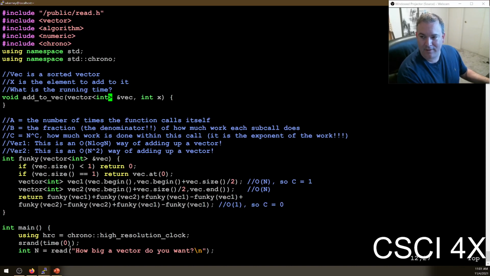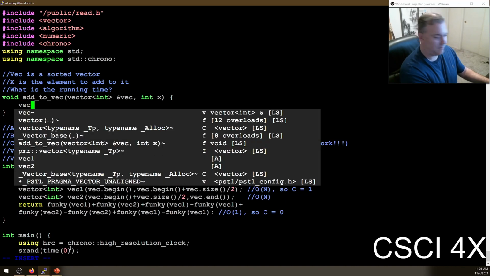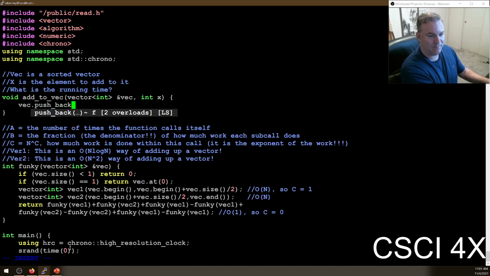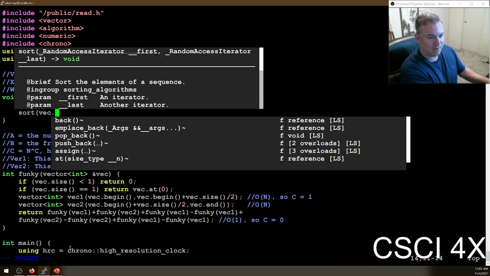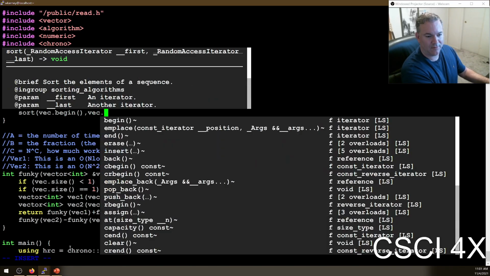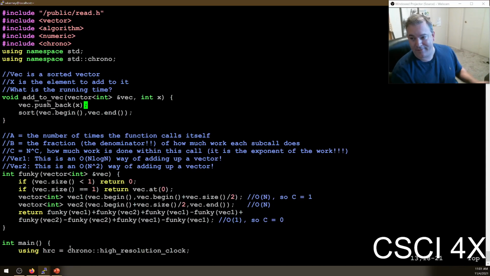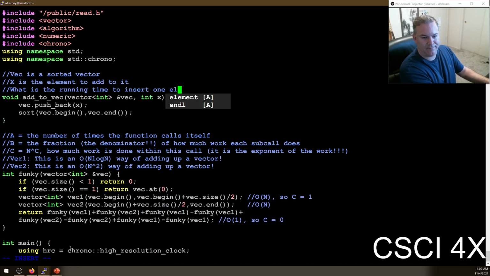Well, I can tell you how they did it, which was this: vector.pushback X, right? And then sort. Except it wasn't actually this nice, because they weren't using the standard library. They did their own thing. But for the sake of argument, we'll just say this is their algorithm. So what is the running time to insert one element?